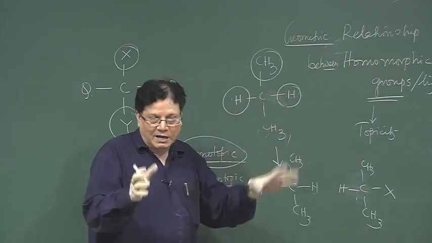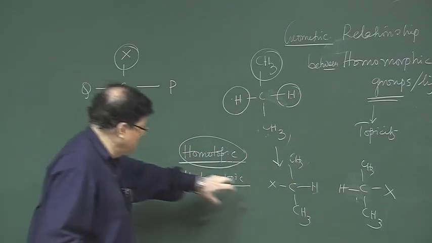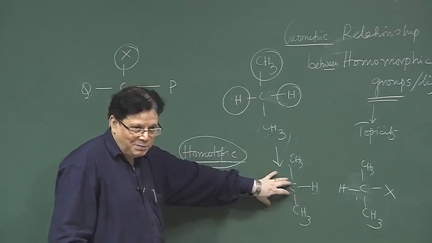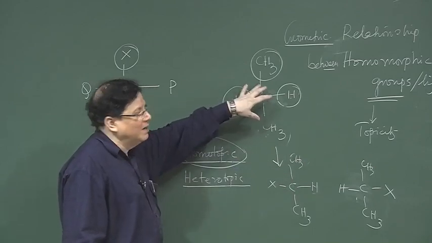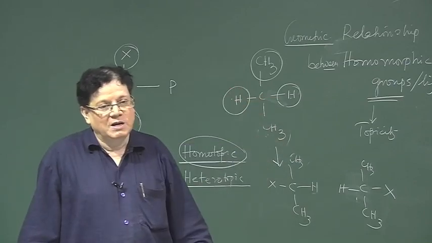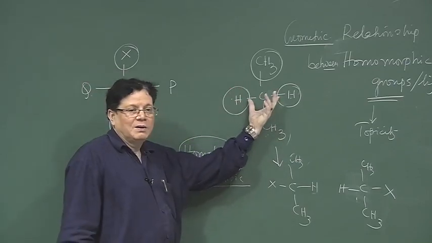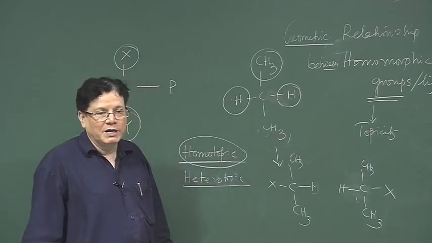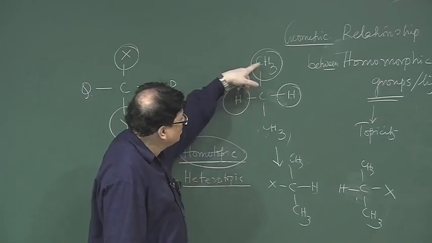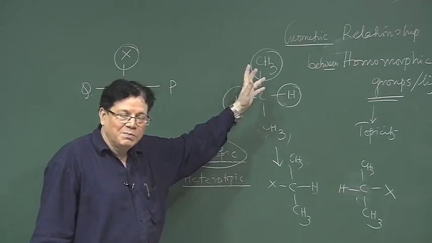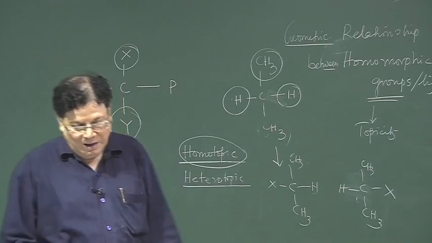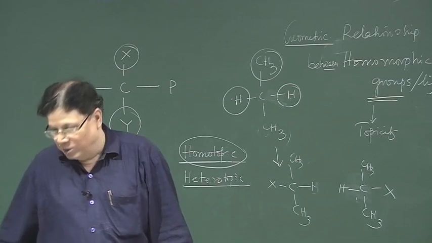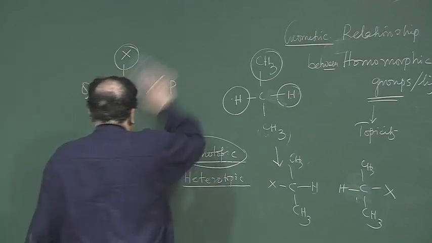So, you can do two things: either you do this replacement of groups, that is called the substitution addition method, or you can check what type of symmetry elements this possesses. If it possesses a C2, then these two ligands are homotopic. Similarly, you can say that these two methyls are also homotopic. You can do the same substitution addition and arrive at the same conclusion between the two methyls. Now, this is homotopic.